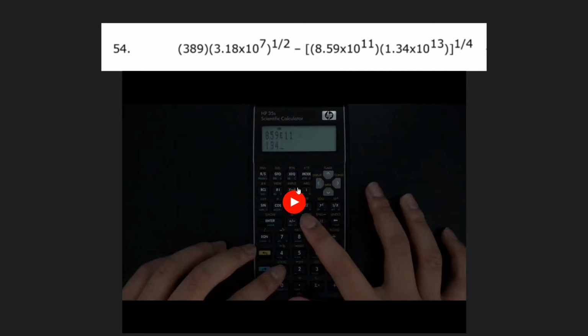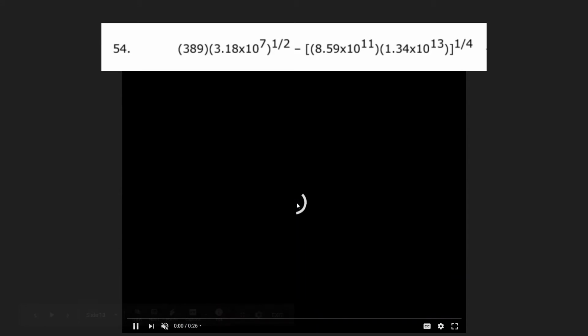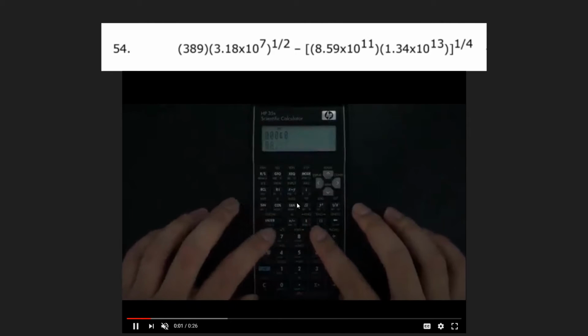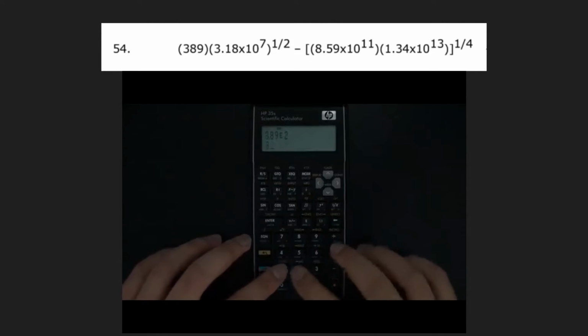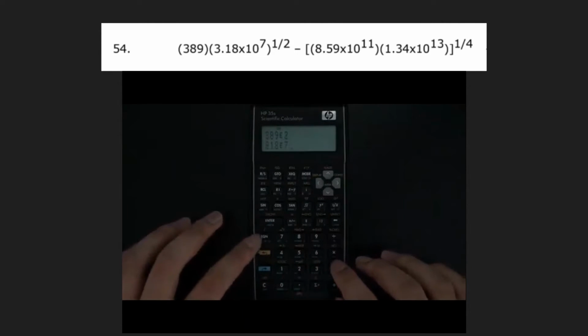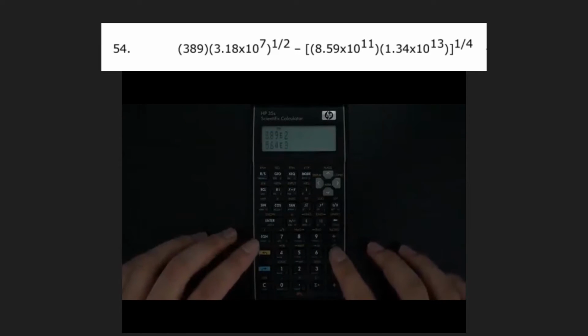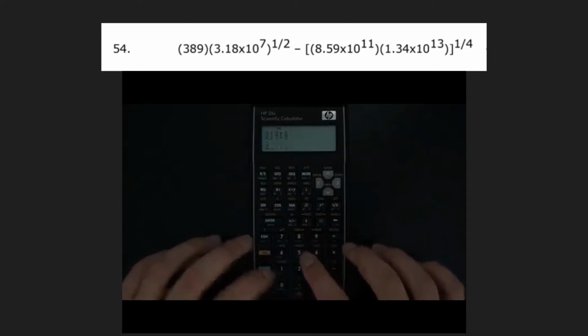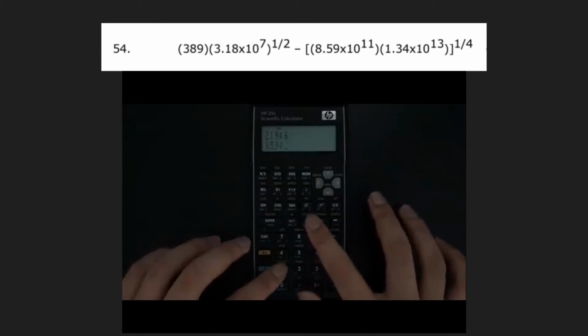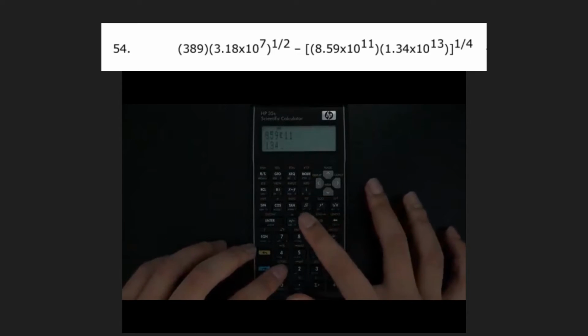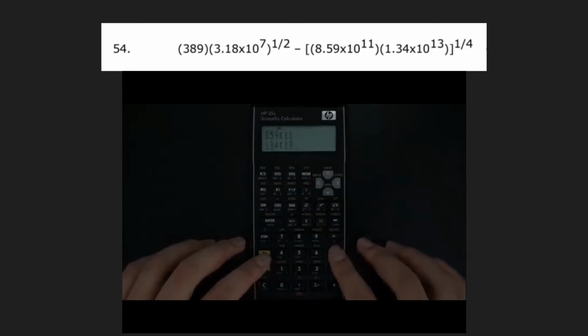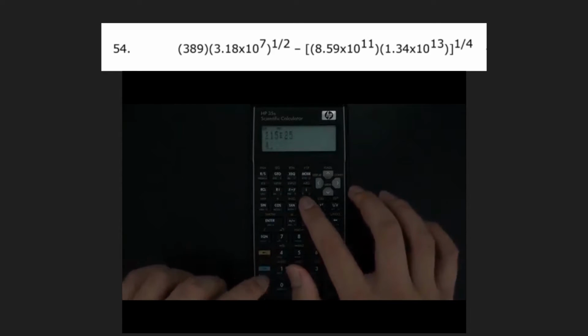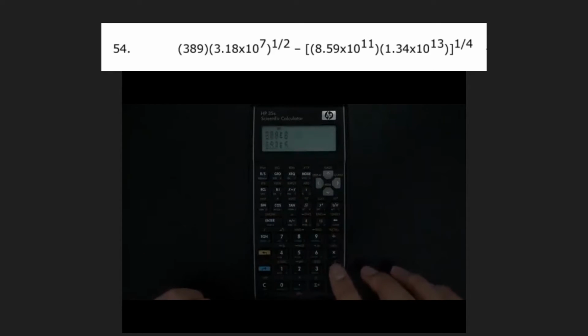Now we're on question 54. I'm going to be showing you one of two ways to do this. So we're putting in 389, enter, 3.18 E7, then I square root that, then multiply, 8.59 E11, enter, 1.34 E13, multiply, press 4, yellow shift key and square root, and then I subtract.